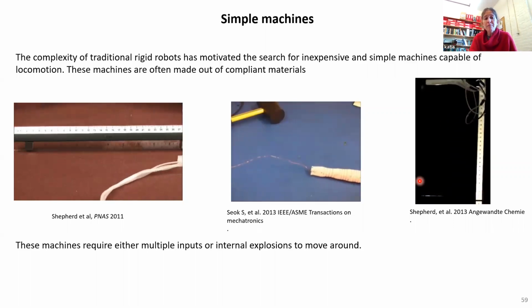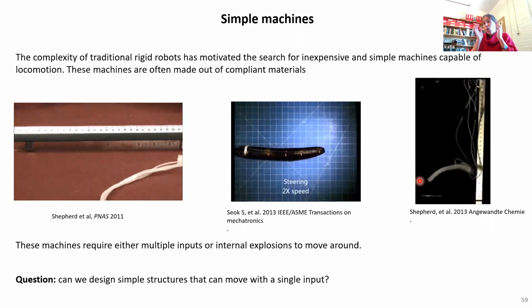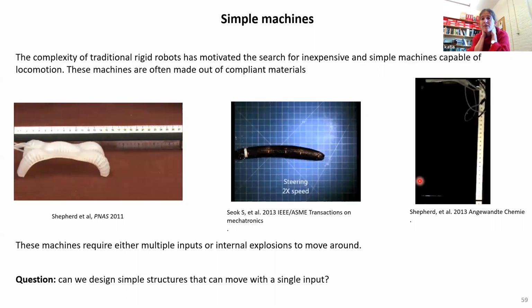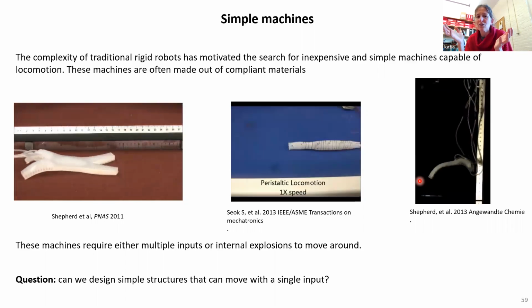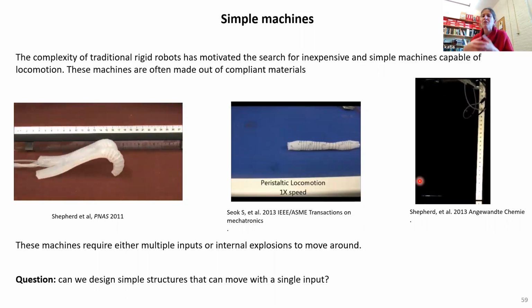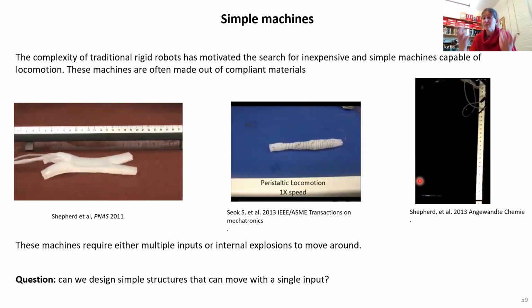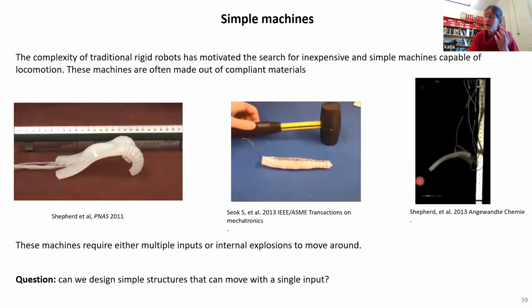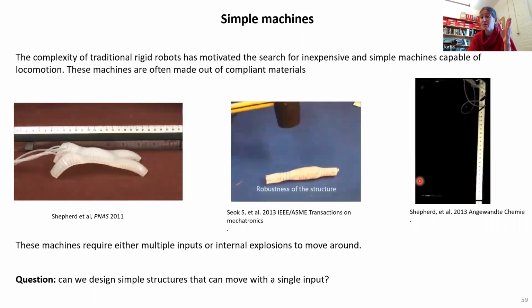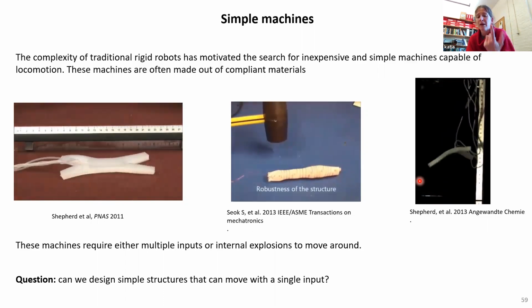And then you need to sequentially actuate them in order to achieve a certain function. Now a question we have been asking is, can we further simplify the design of this structure? Can we make them perform simple tasks with a single input? Mostly we have been looking at pressure-driven structures, so with a single pressure input.